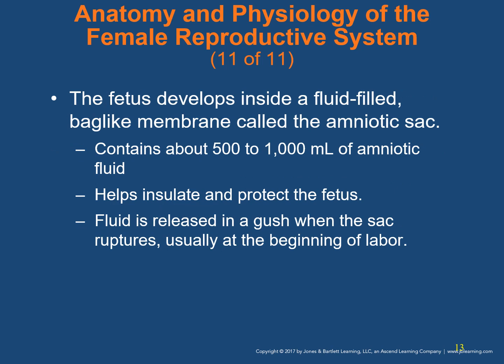The fetus develops inside a fluid-filled, bag-like membrane called the amniotic sac. The sac contains 500 to 1,000 milliliters of amniotic fluid, which helps insulate and protect the floating fetus. The amniotic fluid is released in a gush when the sac ruptures, usually at the beginning of labor.